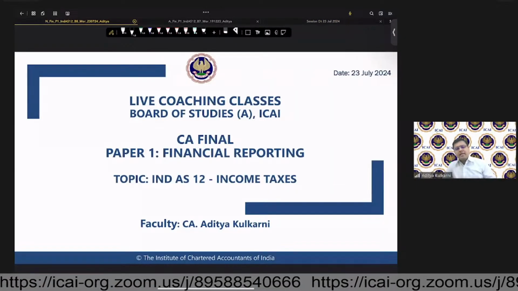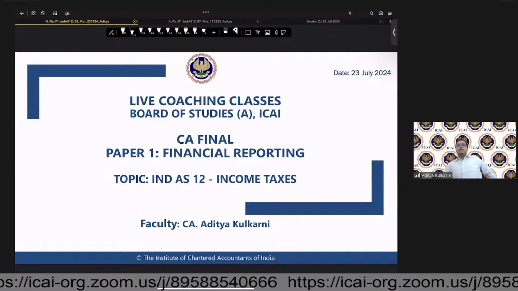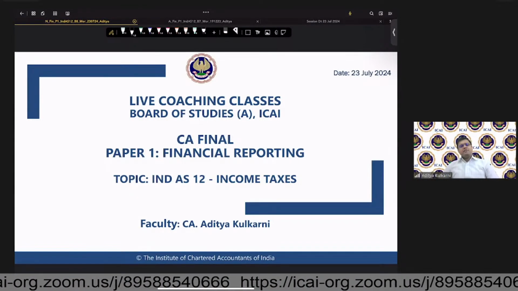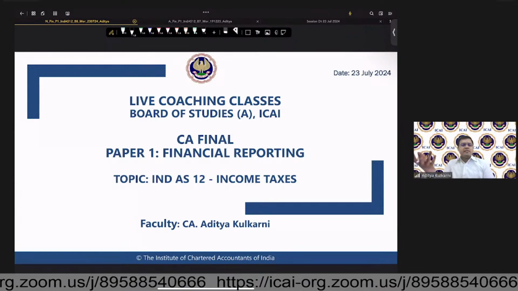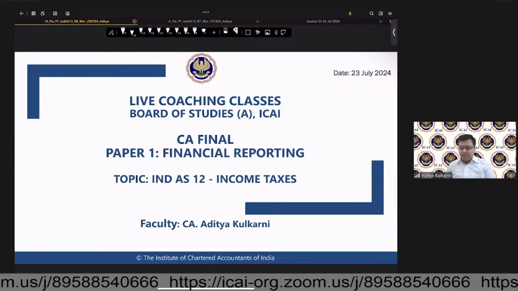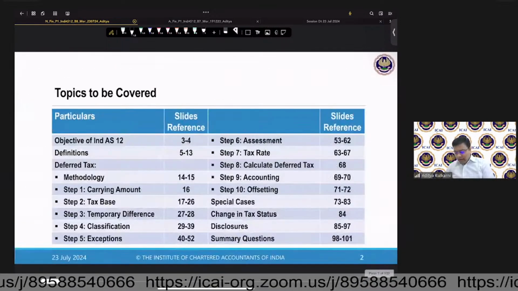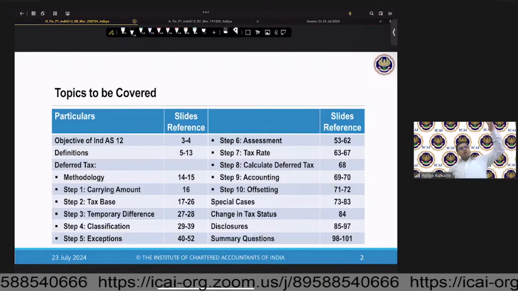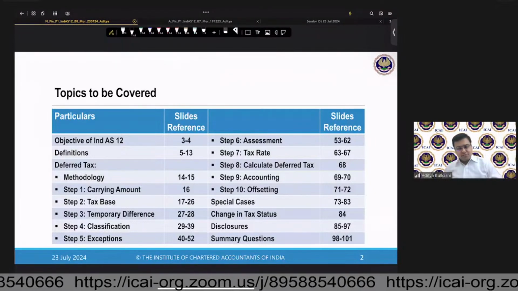Okay, we quickly run through Ind AS 12, that is income taxes. Very important from a practical perspective, because income tax is something that is a certainty. So accounting for income tax becomes mandatory. Why do I have this particular standard? Because the income tax follows its own method of computation based on the tax rules.